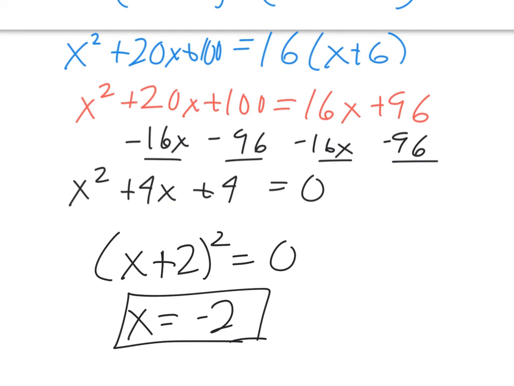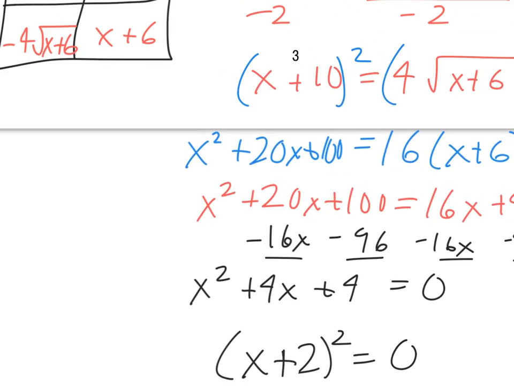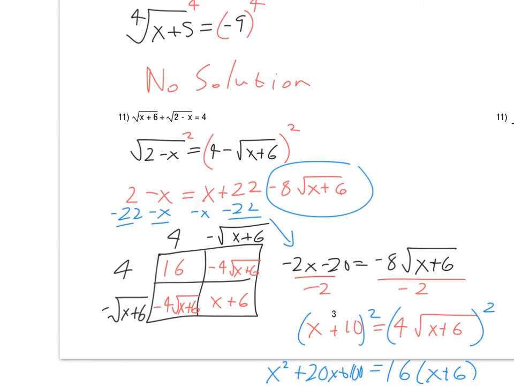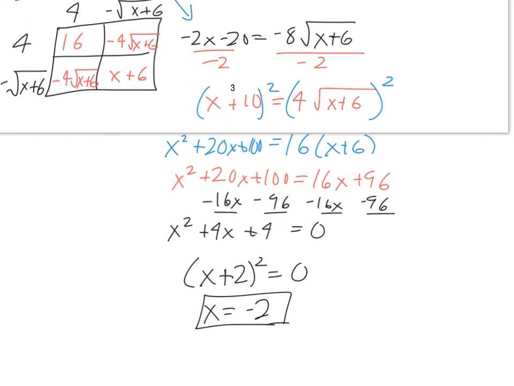And in this case it probably is just simpler to look back at the original and make sure that negative 2 does make sense in that original question, which if you plug the negative 2 in, you get the square root of 4 plus the square root of 4 equals 2. So 2 plus 2 equals 2. So that answer of negative 2 does make sense there.